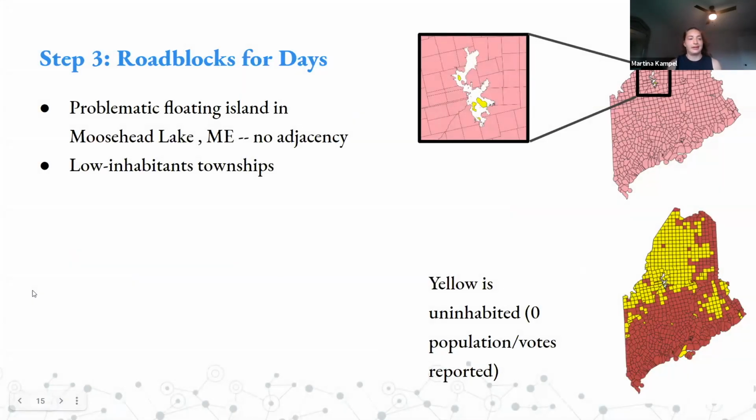And then another roadblock found specifically for Maine was there was an island inside a lake. Even though this island had 0 reported votes, it still caused a mysterious error for a couple days. But once this was figured out and it was declared adjacent to the nearest precinct, we were good to go again.